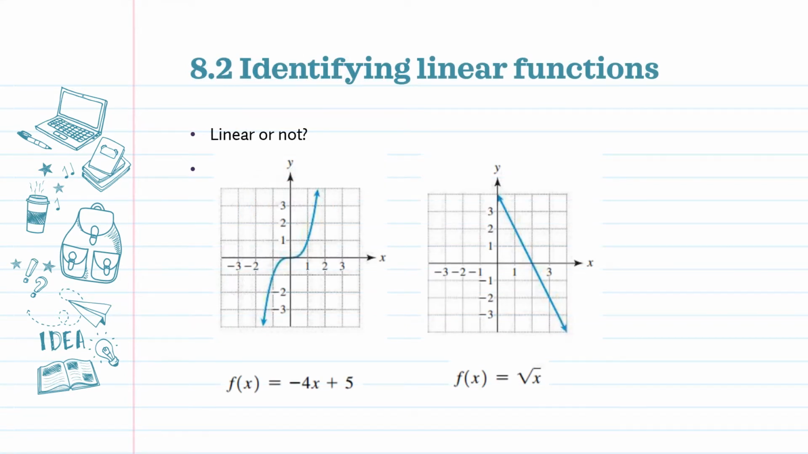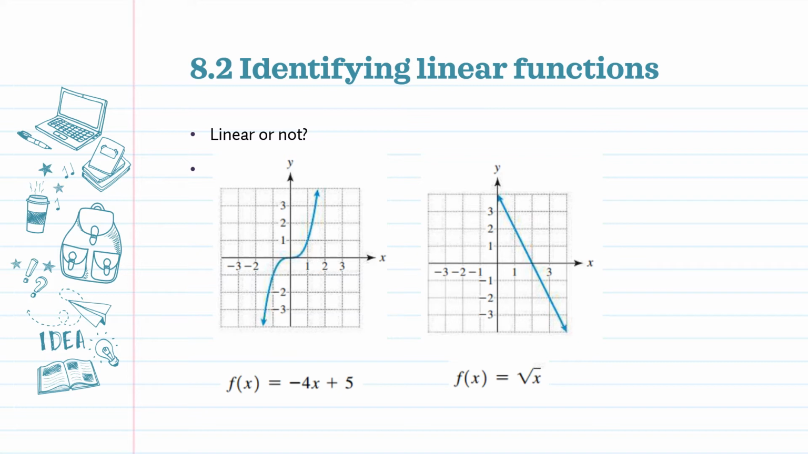So section 8.2, identifying linear function. Is a function linear or not? Well, if they give us a graph, how can we tell? Well, first off, what is linear? It's a line. So if it's a linear function, it has to be a line. So if we look at the function here on the left, that's not a line. It's got curves and all that, so it can't be a line. So this is clearly not linear. This, however, is a line. So that means it is linear.